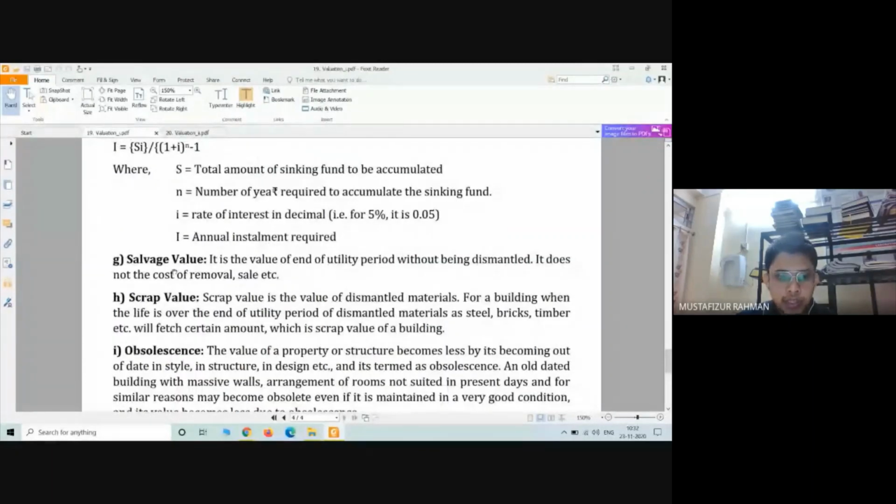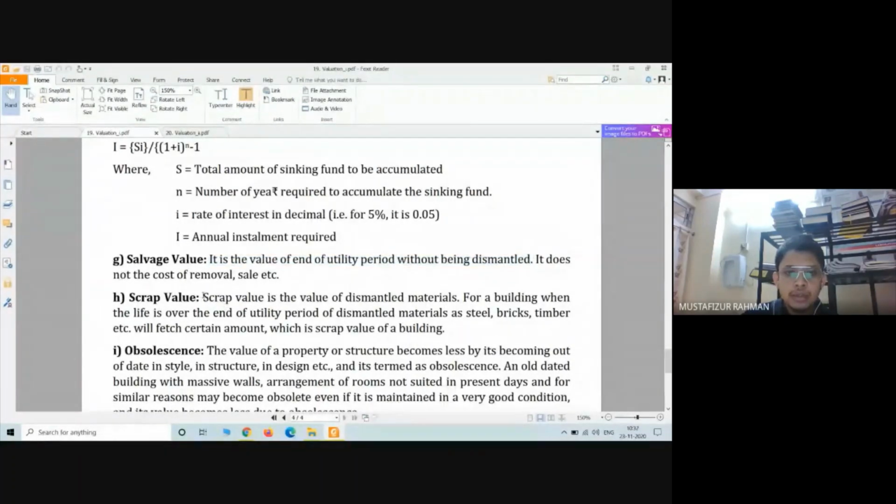Then these are very important. These are always asked in competitive examinations. What is salvage value? What is scrap value? Or the other way around: they will give the definition, and in the options there will be salvage value, scrap value, and some other values like that. Salvage value is the value at the end of the utility period without being dismantled. The life of the property is over. Now, what is the value left? That is salvage value.